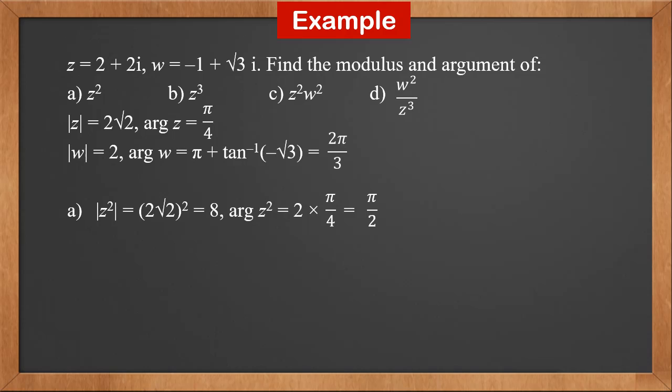z squared is z times z. So its modulus should be the square of z's modulus. This is the square of 2 root 2, which is 8. Its argument should be twice the argument of z, which is half pi. z cubed is z times z times z. So its modulus should be the cube of z's modulus. This is the cube of 2 root 2, which is 16 root 2. Its argument should be 3 times the argument of z, which is 3 pi over 4.